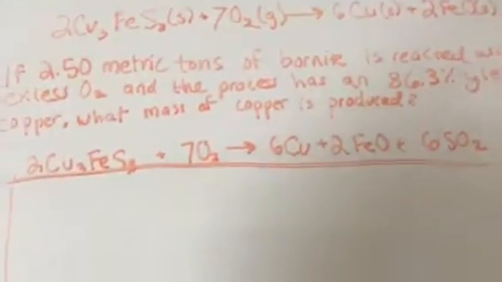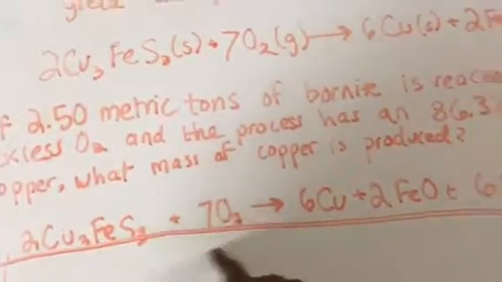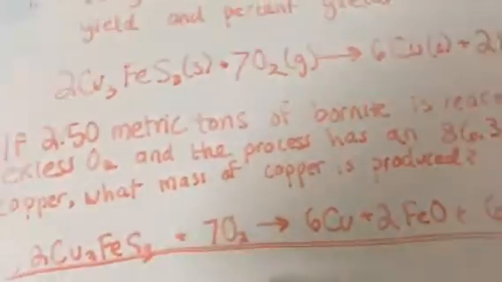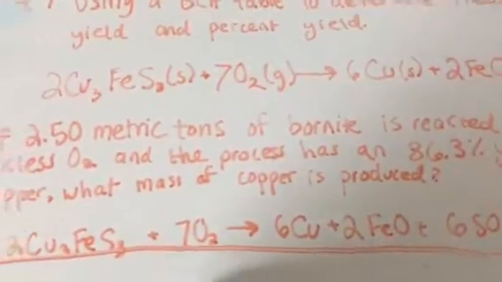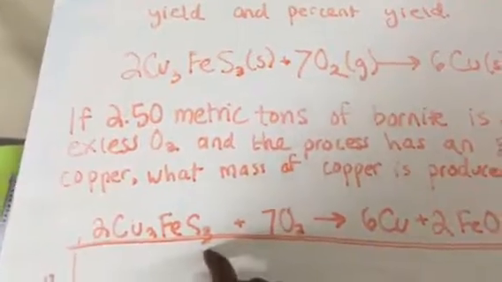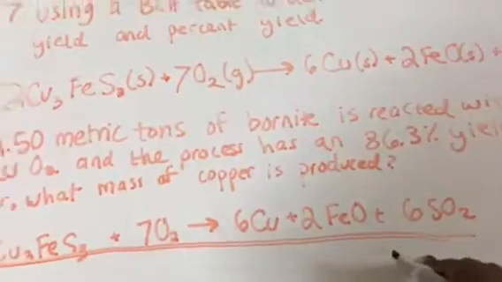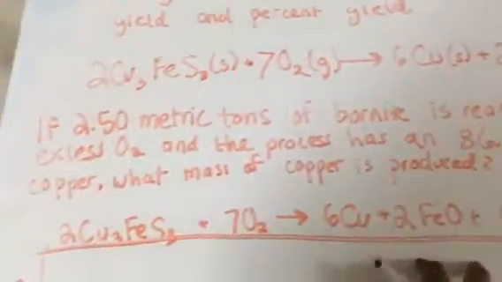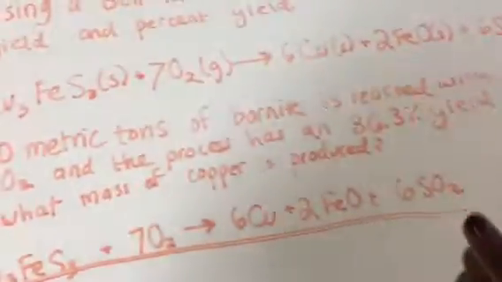Okay, first let's check if our equation is balanced. You have six coppers over here, 6 over here, 2 irons over here, and 2 over here, 6 sulfurs here, and then 6 sulfurs here, 12 plus 2, 14 oxygens over here, and 14 over here. Good, so our equation is balanced.